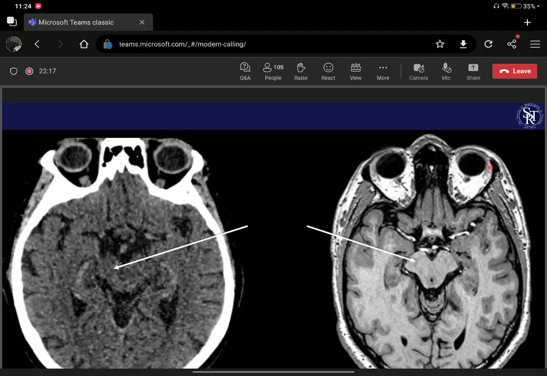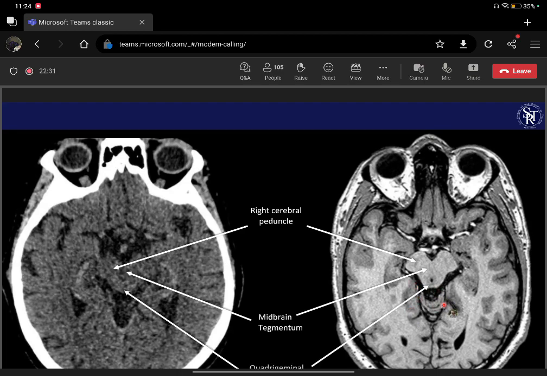On imaging, anteriorly, we're pointing to the right cerebral peduncle. More posteriorly, we're pointing to the tegmentum of the midbrain. And most posteriorly, we have the quadrigeminal plate. And it's important to remember that the tegmentum is continuous between the midbrain, pons, and medulla. So we need to specify which tegmentum we're talking about.